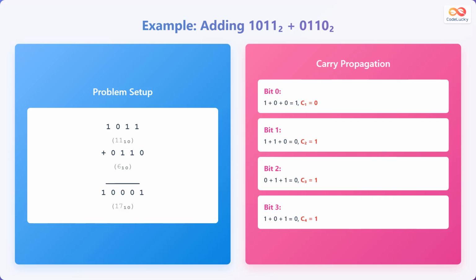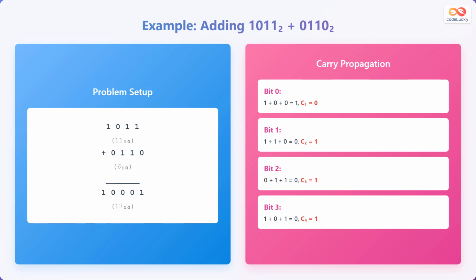Let's see an example. We are adding 1011 base 2 plus 0110 base 2. In decimal, this is 11 plus 6. The result is 10001 base 2, which is 17 in decimal. Here is a step-by-step breakdown of the carry propagation.